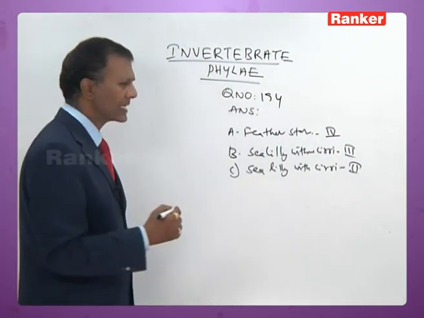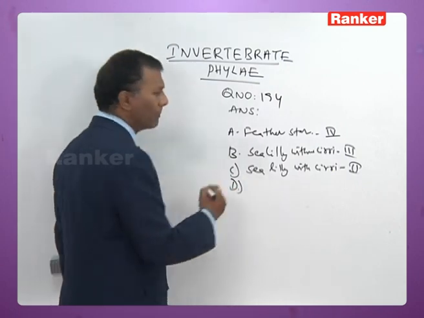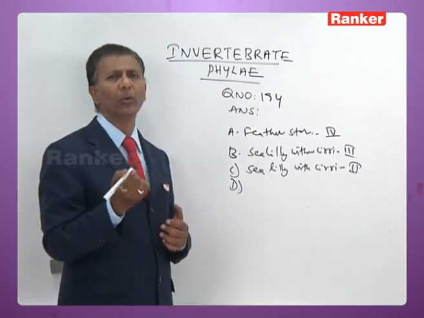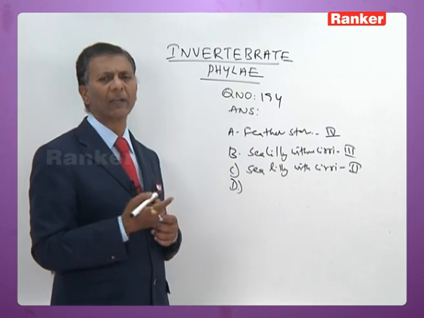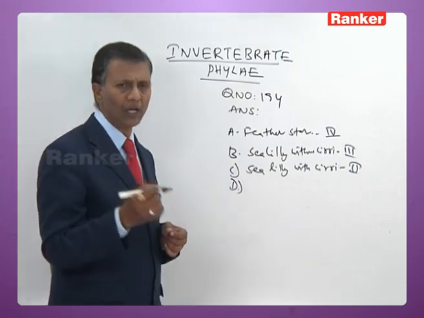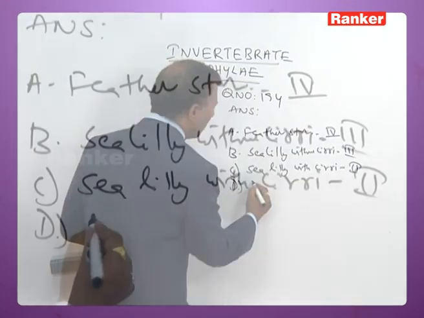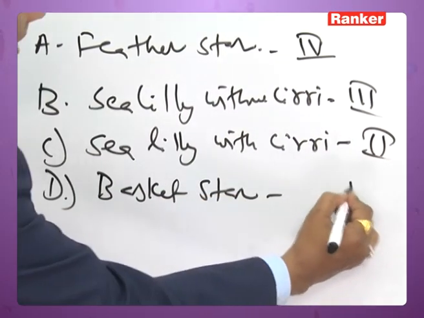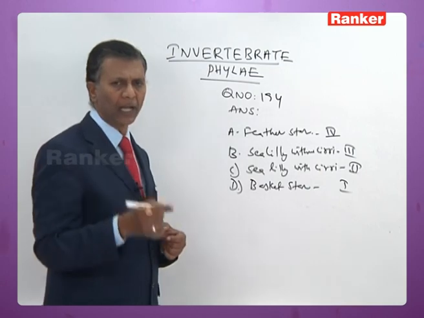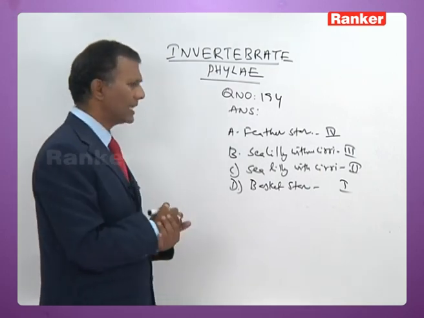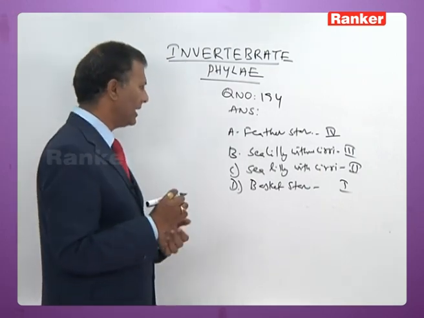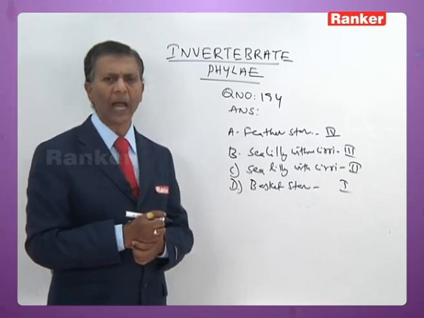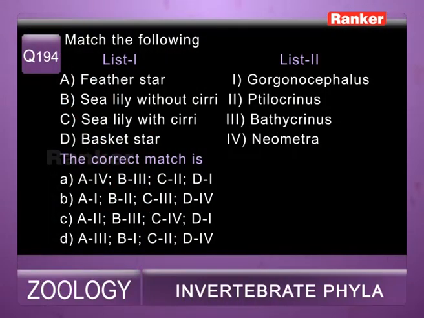Then D, basket star. Brittle stars and basket stars belong to Ophiuroidea. Gorgonocephalus is commonly called basket star. So for D, the correct option is the first one. So the answer is A4, B3, C2 and D1. So the 194th question, the correct answer is A.